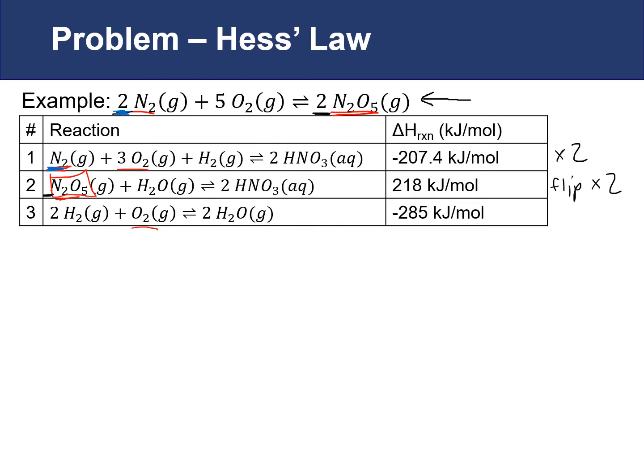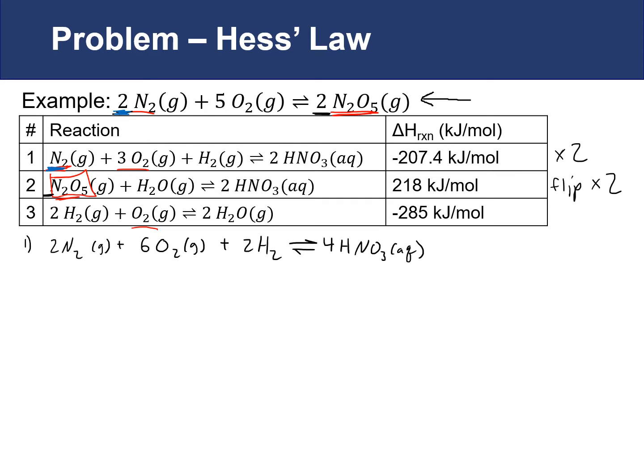So writing out reaction 1, doubled and in the direction that it's at, this would be 2N2 as a gas plus 6O2 as a gas plus 2H2 goes to give 4HNO3 aqueous.